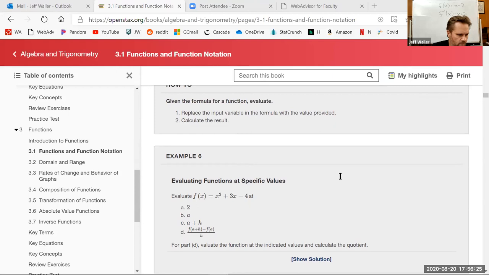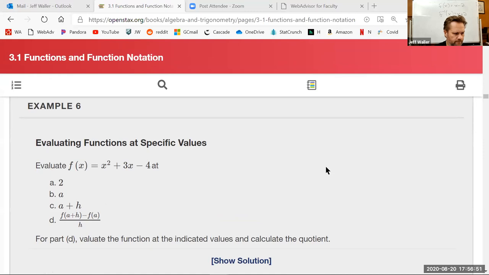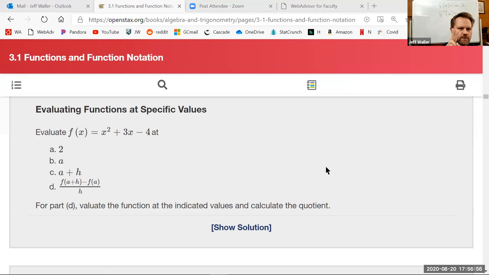Here we go, perfect. Here, do you guys see this problem on the screen right now? This x squared plus 3x minus 4, right? Yes. All right, do those four problems there. I don't know, maybe I can zoom in. Take a minute, or maybe 2 minutes, and do as much of that as you can.